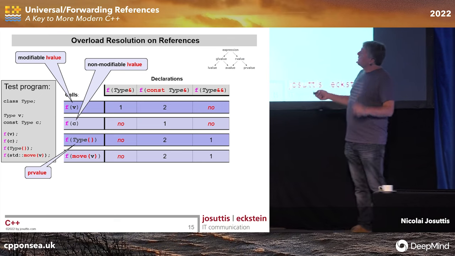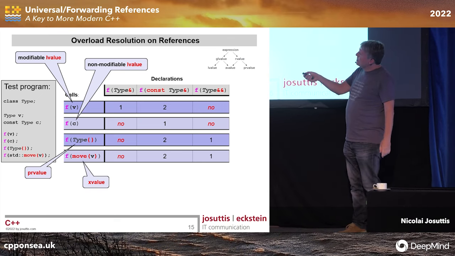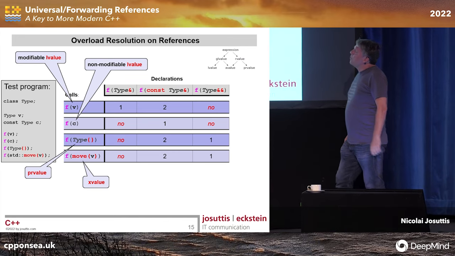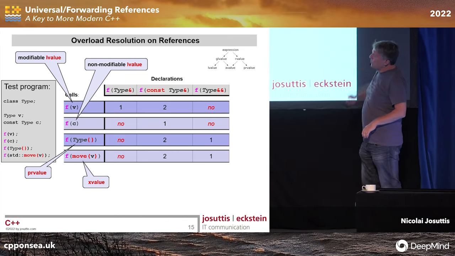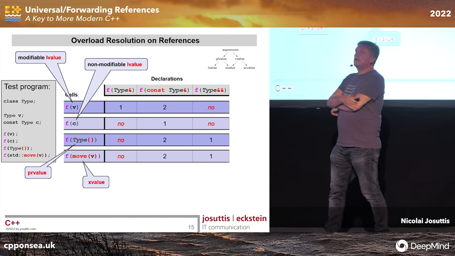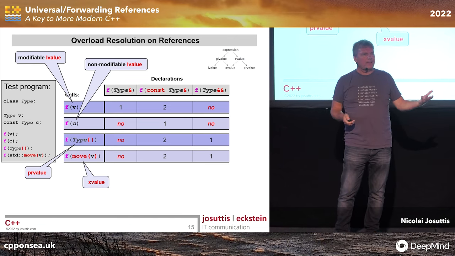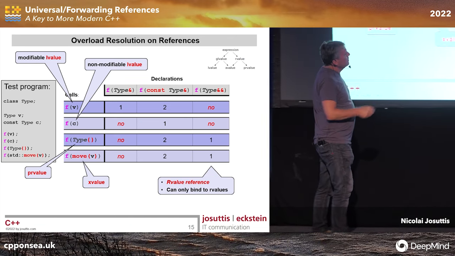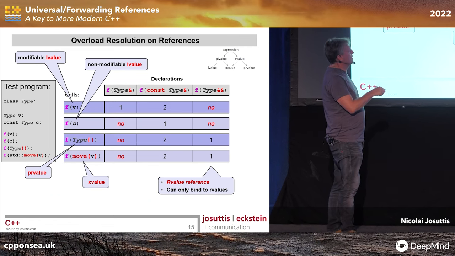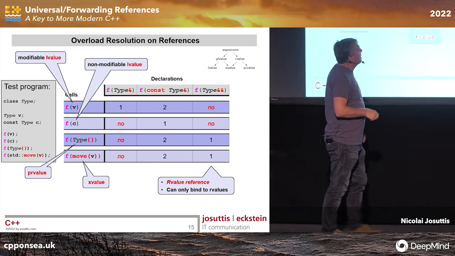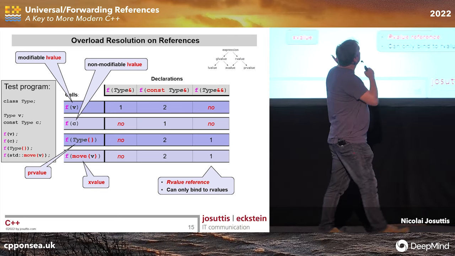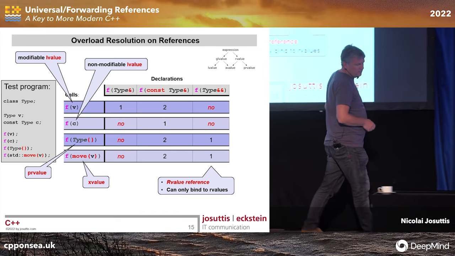So, now we have move. Move says, well, we have an X value here, that's the third category, and now you can see why we call the thing on the right, the declaration with two ampersands, an R value reference, because it can only refer to R values. Here, it can refer to a temporary object, which is a PR value, or to an X value, which is an L value marked with move. The common term is R value, so that's an R value reference. And the other is called L value reference.